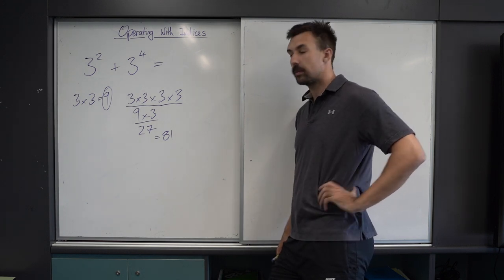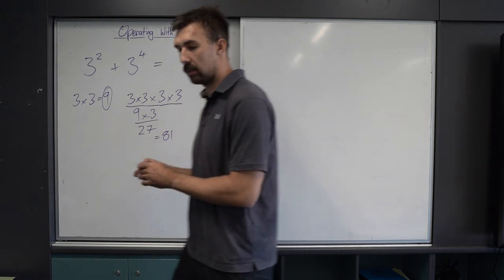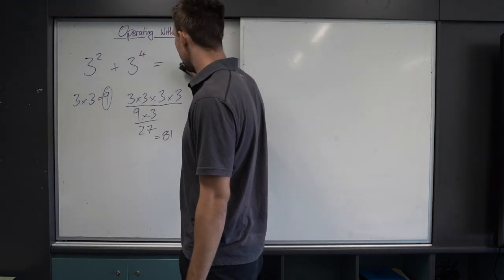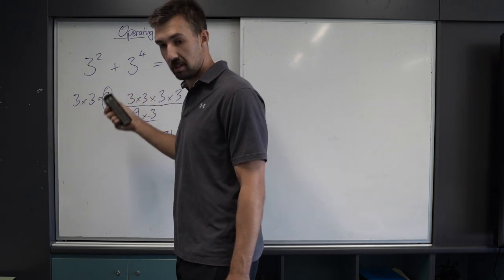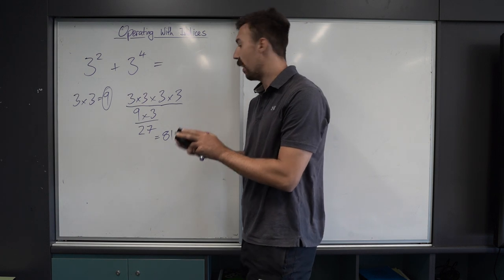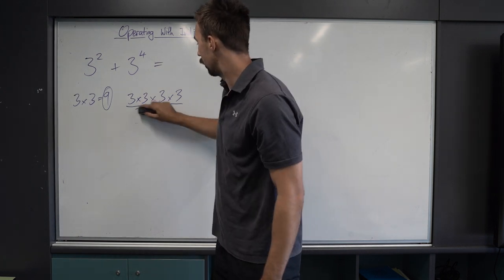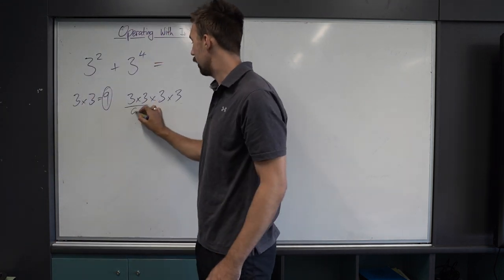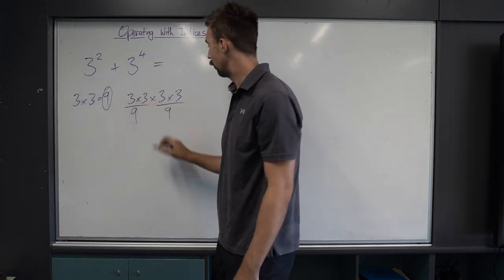How else do we do that? Well, let's break this down again. So when we have 3 times 3, my duster has just broken. So when we have 3 times 3, loop all of that. What do we have? We've got 3 times 3 is 9. 3 times 3 is 9.